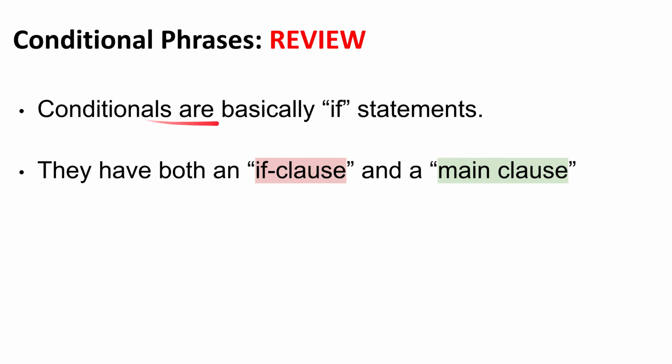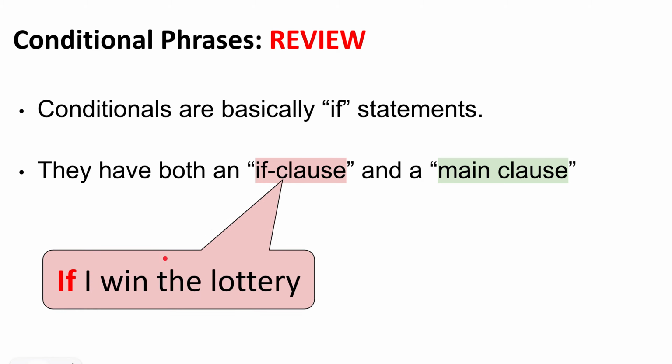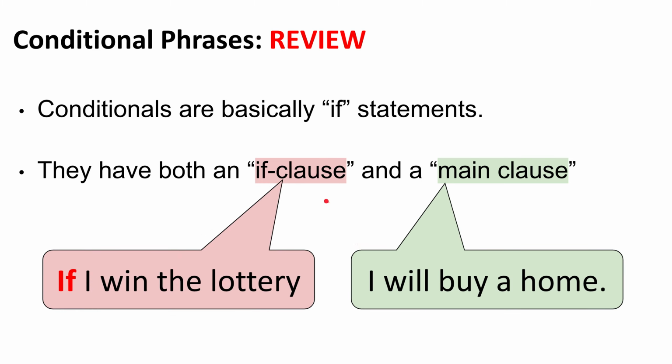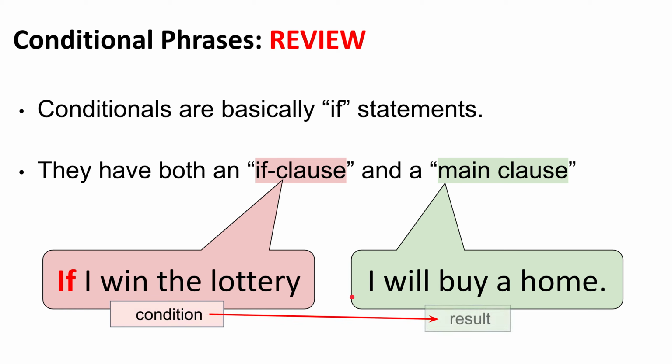Conditionals are basically if statements. They have both an if clause and a main clause. The if clause, if I win the lottery, and the main clause, I will buy a home. The if clause is the condition, and the main clause is the result of that condition. If I win the lottery, I have money. The result, I will buy a home.